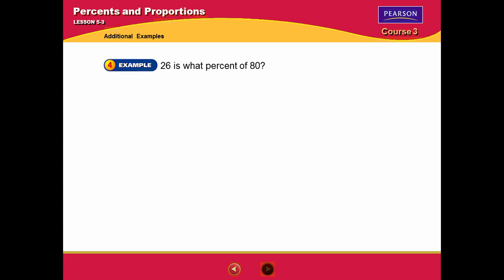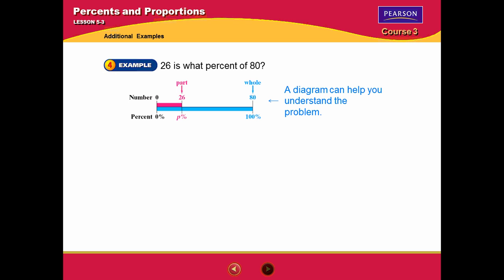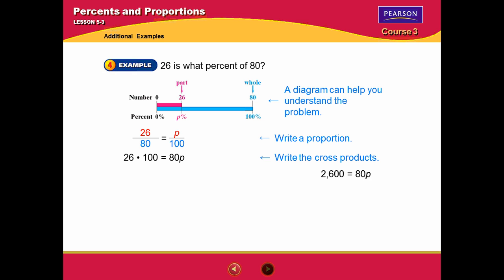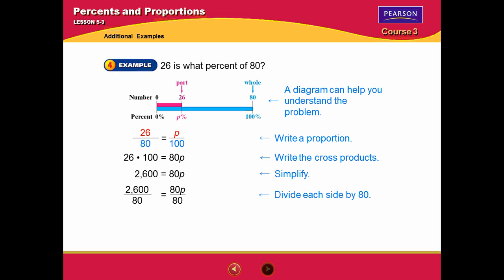Example 4. 26 is what percent of 80? Your part is 26. The whole amount is 80, and in this case we're looking for the percent, so your variable is going to go over 100. You're going to write the cross products, simplify, divide each side, and then insert a percent sign when you simplify again.